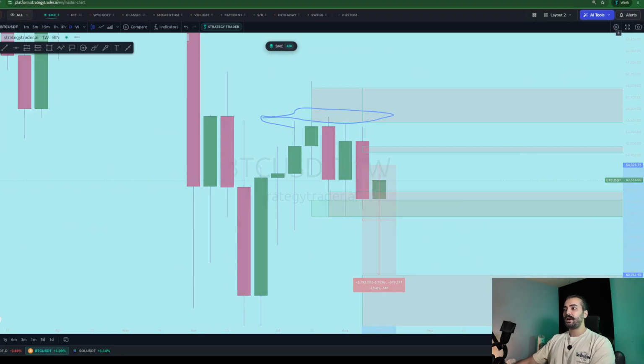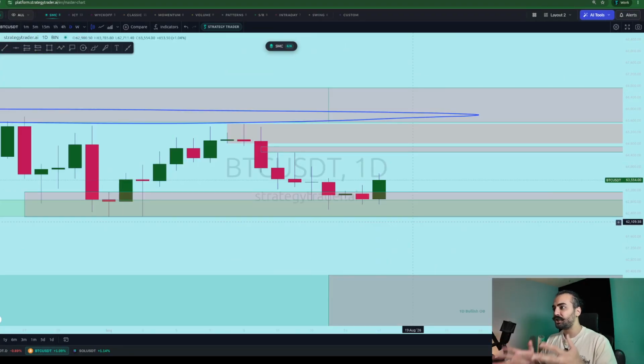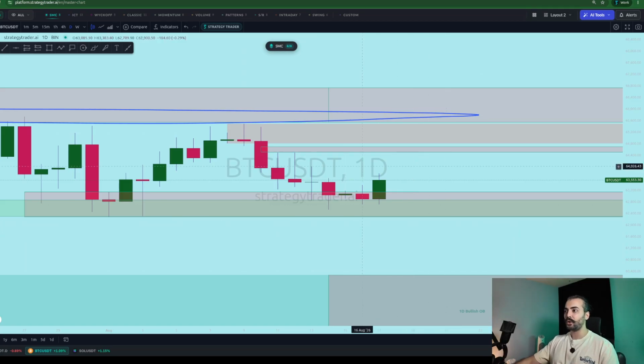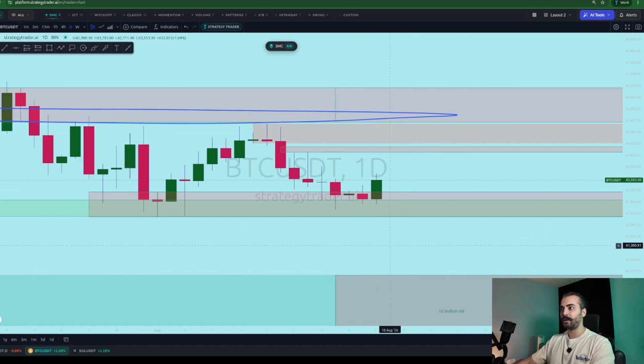Let me go to the daily time frame, but in any case, the weekly has just started. So if this green body turns into a wick, turns into red, then there is a good chance that we can meet 60,000, okay, from here.